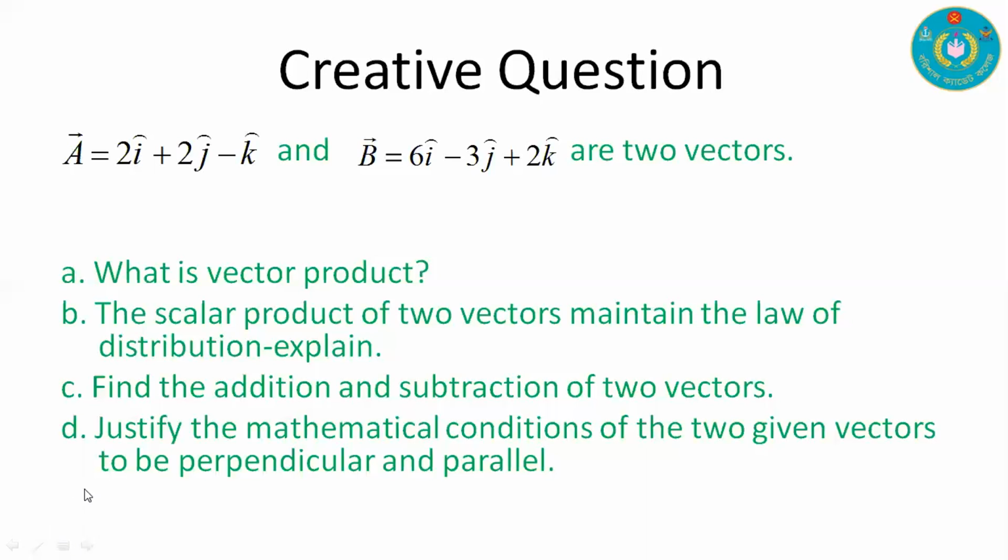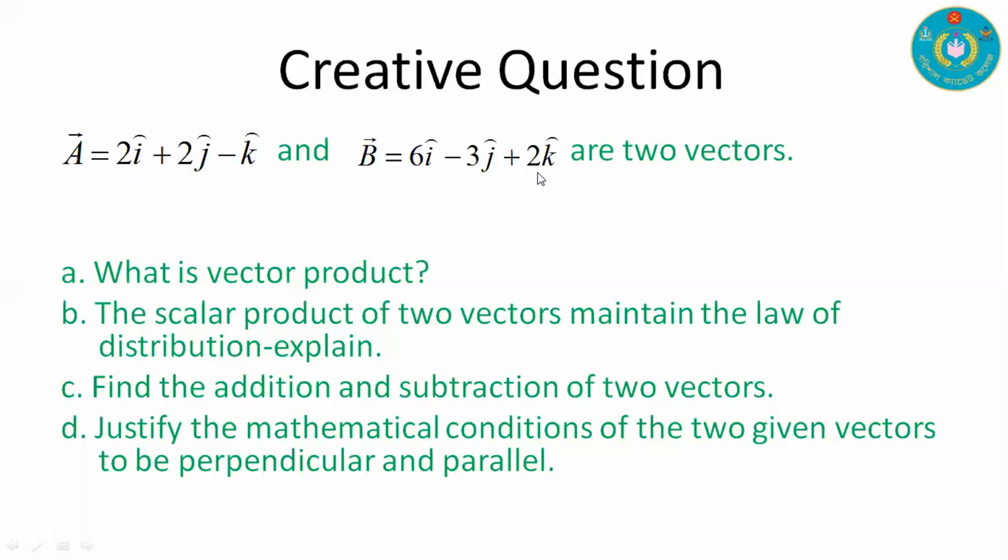Now the question is, find the addition and subtraction of two vectors. Here to add a and b, we have to add 2i with 6i, and we have to add 2j with minus 3j, and we have to add minus k with 2k.